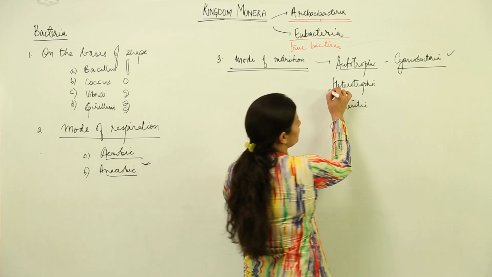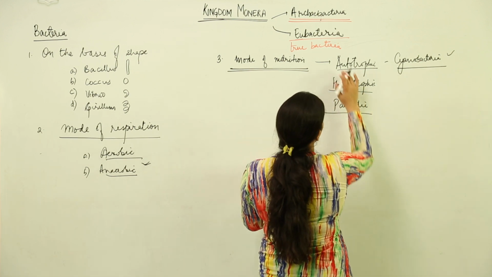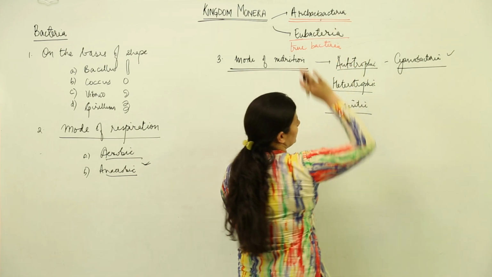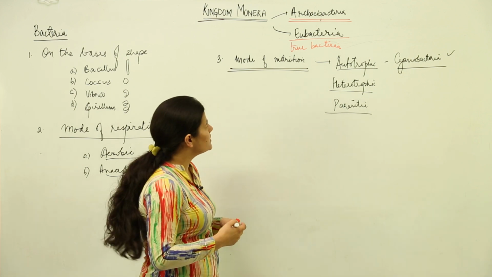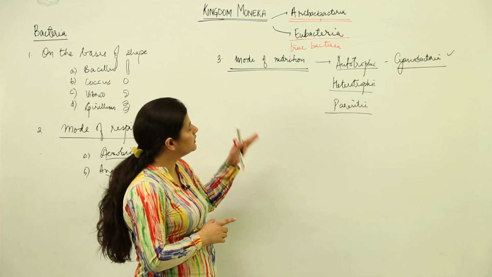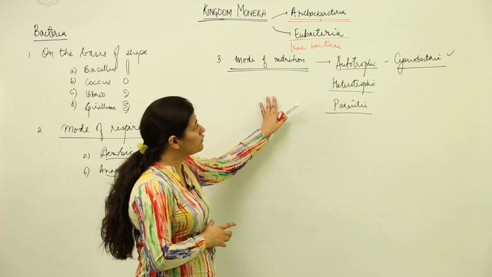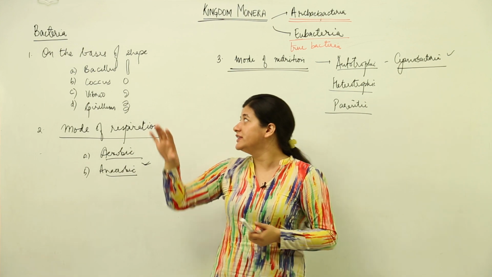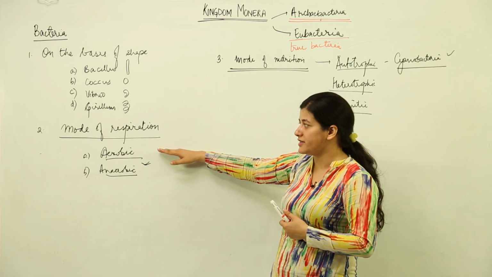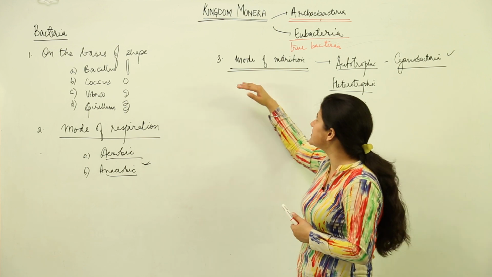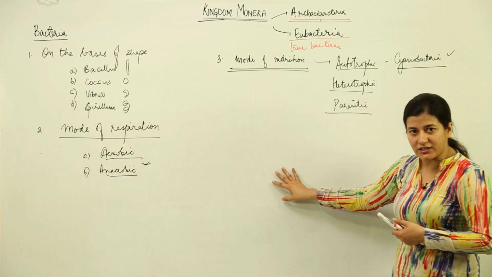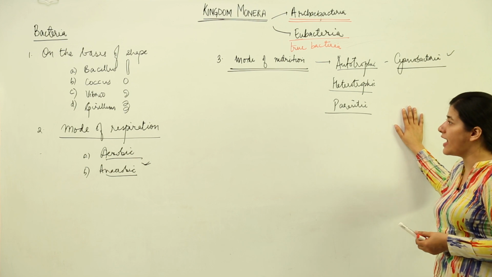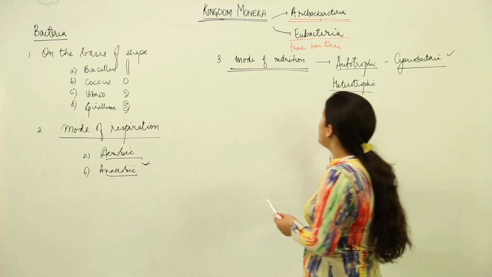Then we have heterotrophic bacteria and parasitic bacteria, which could be either eubacteria or Archaea bacteria. So, this is what we have in the classification of bacteria: on the basis of shape, on the basis of respiration mode, on the basis of nutrition mode, we have these kinds of bacteria. Then we have another classification for the eubacteria.